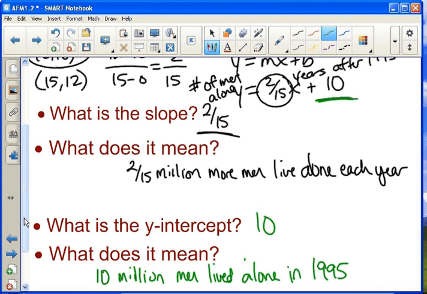So again, slope means the change in y per x. The y-intercept is the amount of y specifically when x equals 0.